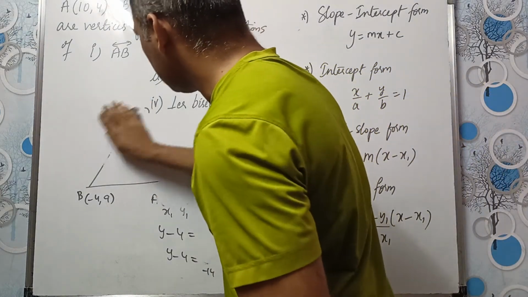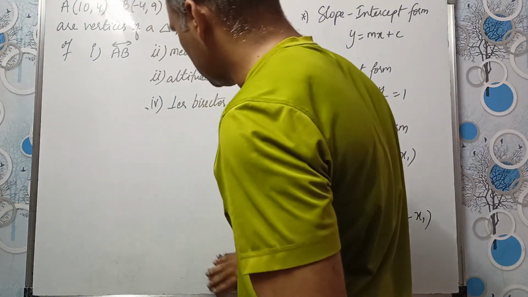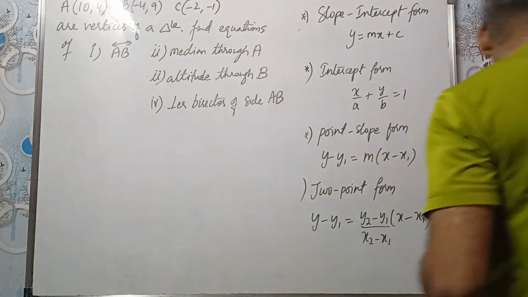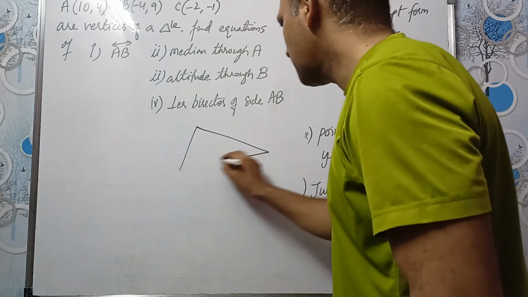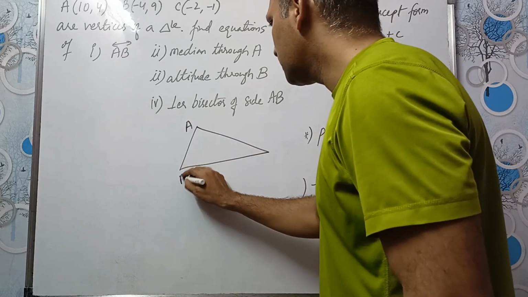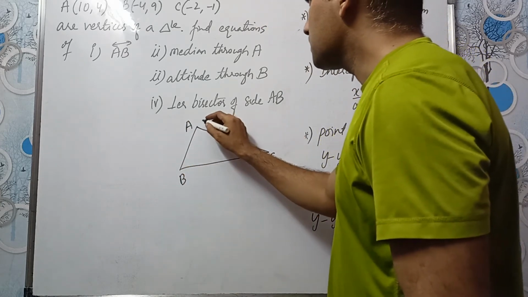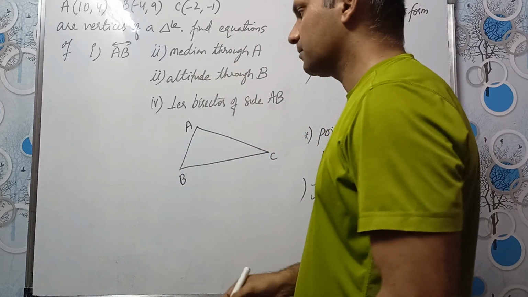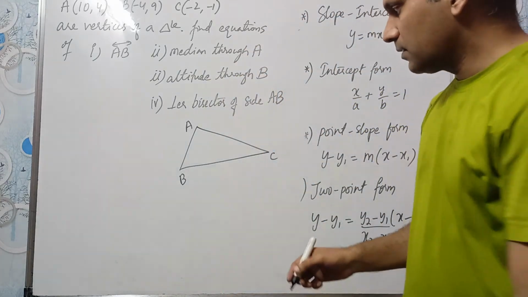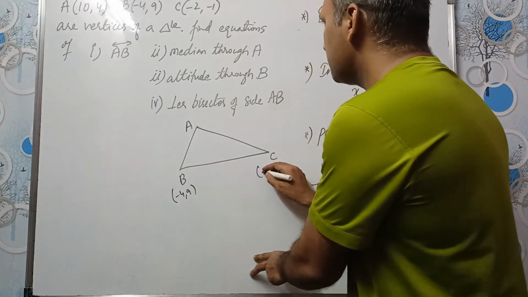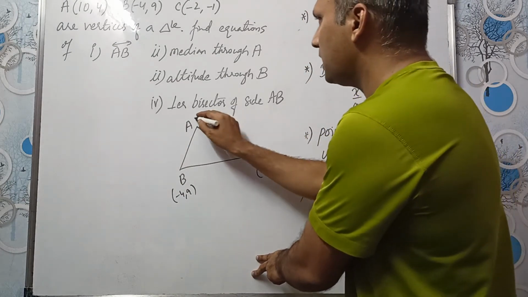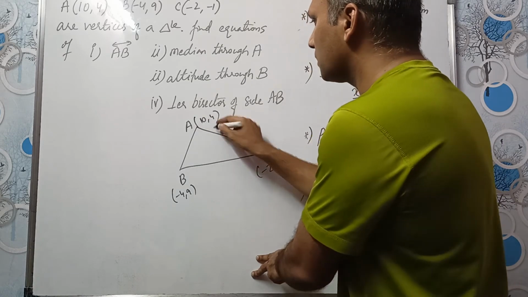Shoot, I have rubbed the diagram also, right? No issues. Let us draw the diagram again. A, B and C. So see, median through A. What is median? See, B is minus 4 comma 9 and C is minus 2 comma minus 1 and A value is 10 comma 4.